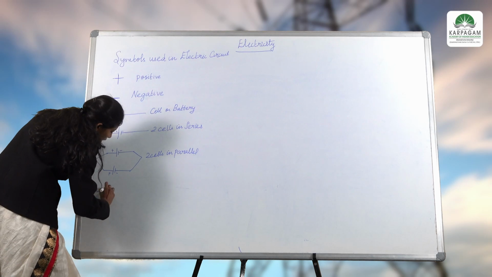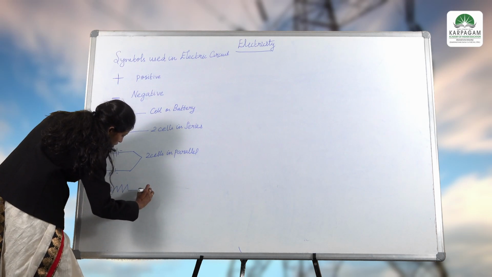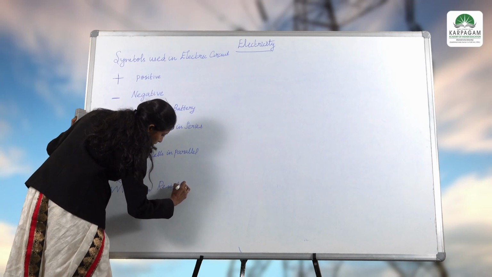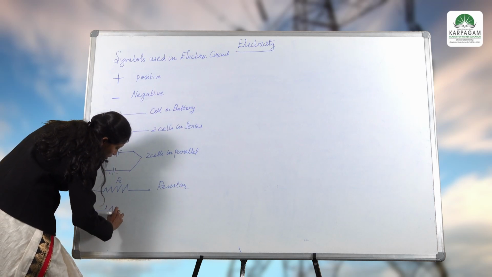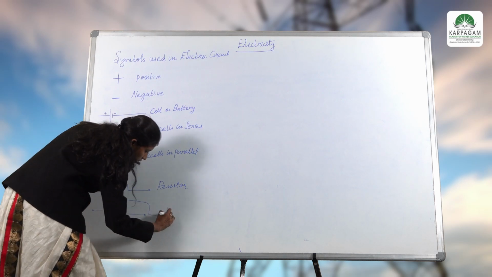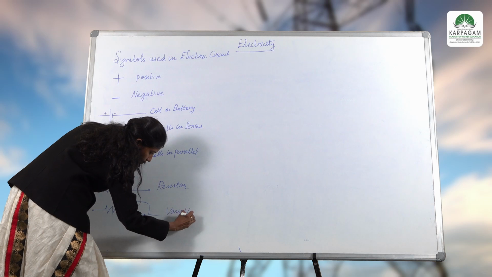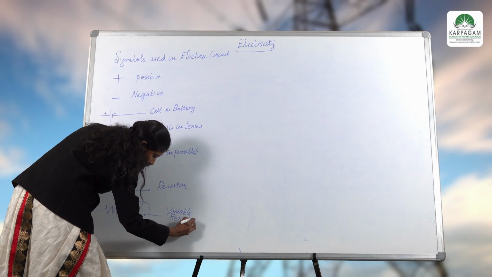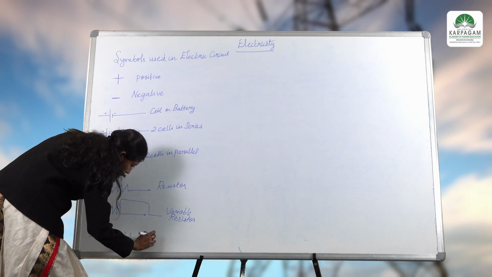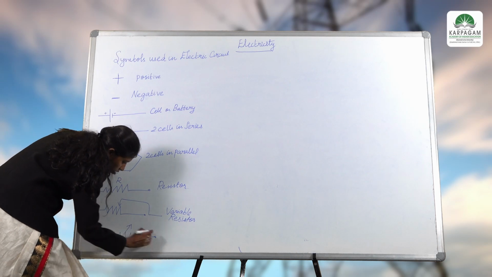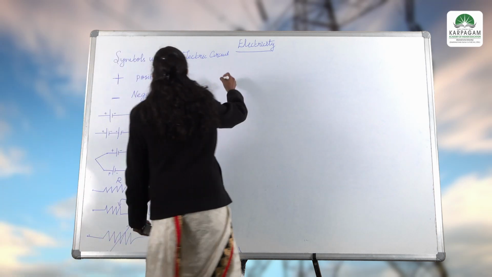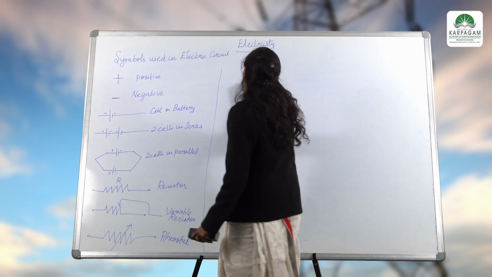And the next major component in an electric circuit is a resistor, which opposes or restricts the flow of current. We call it a resistor. And this one is the variable resistor, where you can change the value. This is your variable resistor. This one is the rheostat. This is what we call a rheostat. And the next main thing is the earth.